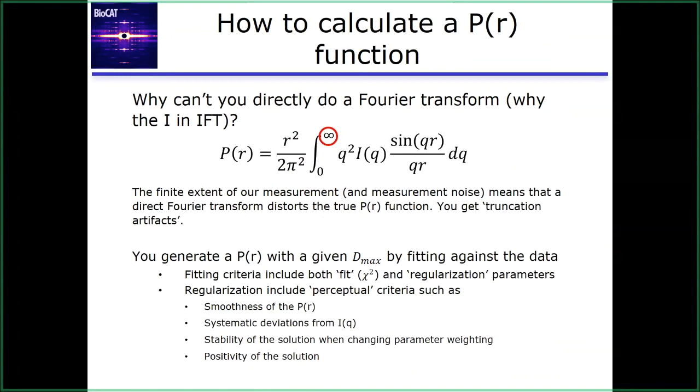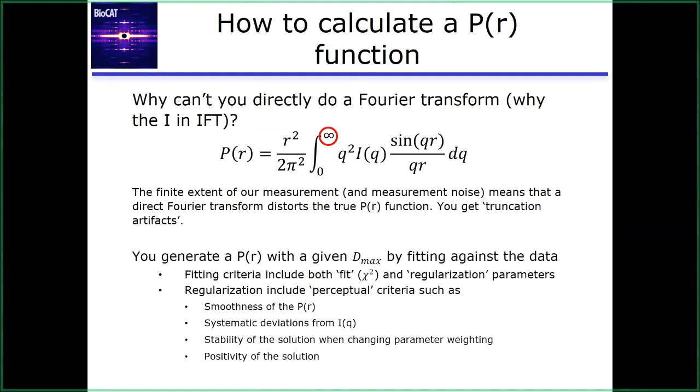Generally speaking, we actually go about this backwards. What we do is we pick a given Dmax, and then we have some set of criteria, and we adjust a P of R function with that Dmax until it fits the data as well as we can. We then adjust this maximum dimension until we get certain criteria I'll show on the next slide. So we're kind of going backwards. So, the criteria we use for generating a good P of R function given some maximum dimension. So there is a fitting criterion.